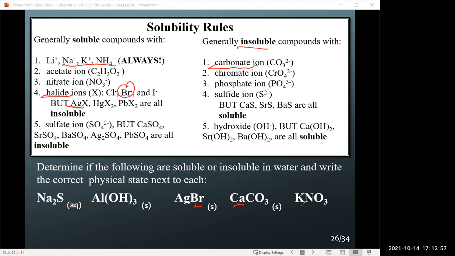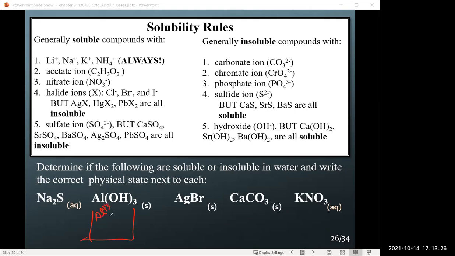You don't have to go any further. The fact you see potassium first brings you over here. Always soluble. Okay, and so that is soluble.